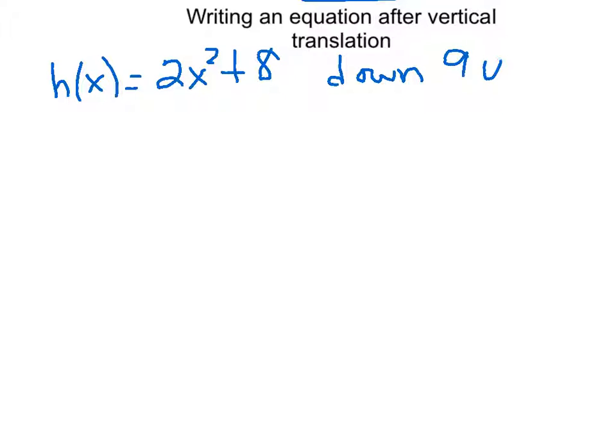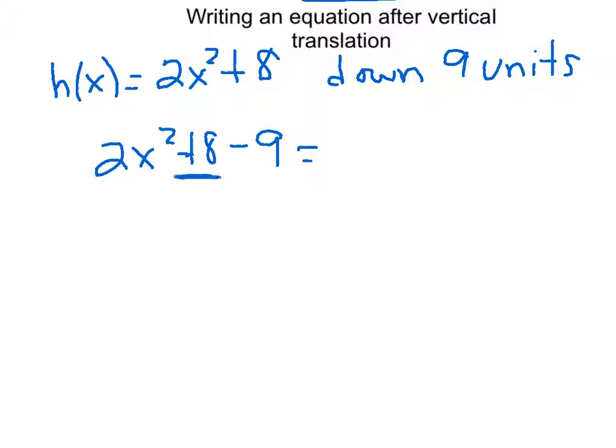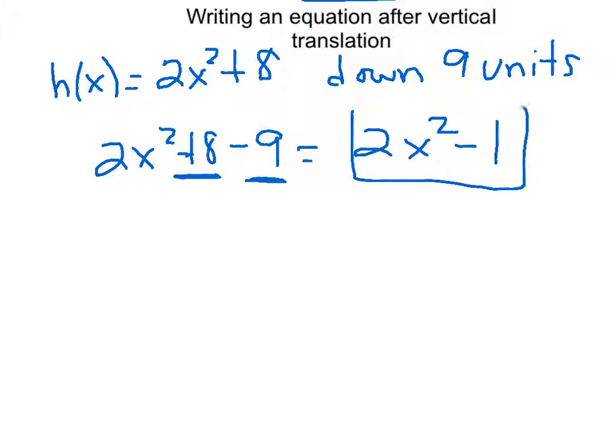Let's say this time we have an equation h of x equals 2x squared plus 8, and we're going to move this function down 9 units. Same deal, copy over what they gave us, 2x squared plus 8. Down means that we're going to be subtracting 9 units. Now we just need to clean it up. We have a positive 8 minus 9, so the net result is that we are down 1. And that's it. That's all that you're doing.